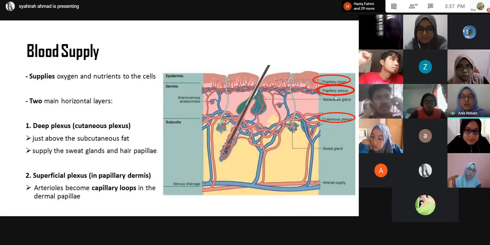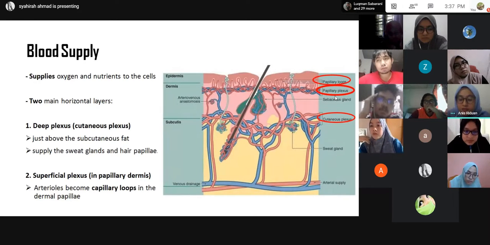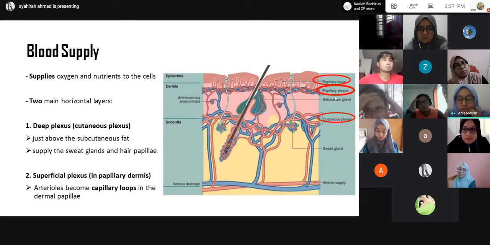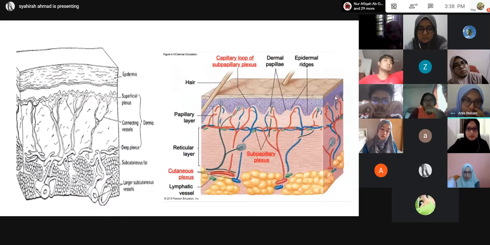The capillary loops in the dermal papillae arise from this superficial plexus, and from these loops, the avascular epidermis gets its blood supply, mainly at the stratum basale. So, as the cells of the epidermis begin to divide and move up, they lose their blood supply because the epidermis is avascular. So next. This is just the picture. You can see the loops that extend from the superficial plexus. Next.